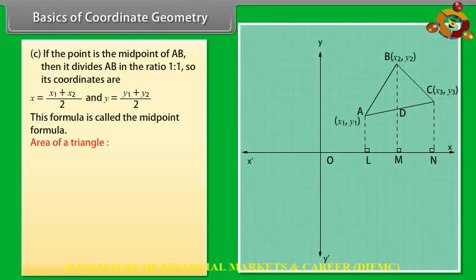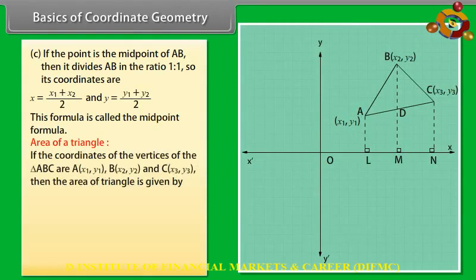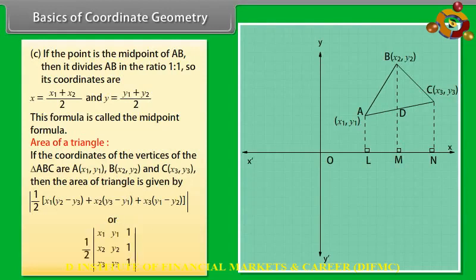Area of a triangle. If the coordinates of the vertices of the triangle ABC are A(x1, y1), B(x2, y2) and C(x3, y3), then the area of triangle is given by modulus of 1 by 2 multiplied by [x1 into (y2 minus y3) plus x2 into (y3 minus y1) plus x3 into (y1 minus y2)] or 1 by 2 determinant, first row x1 y1 1, second row x2 y2 1, third row x3 y3 1.